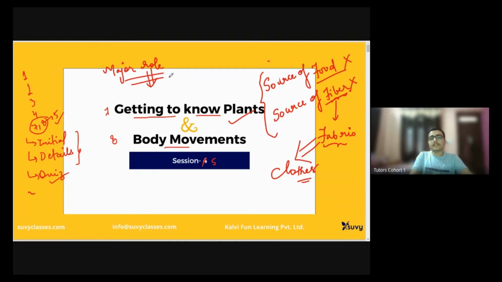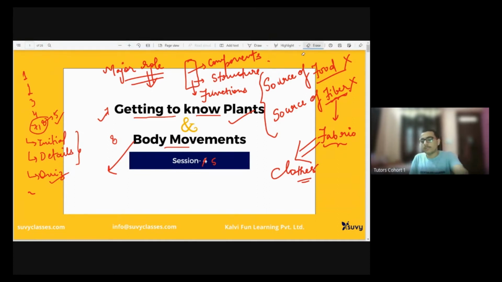Let's look at what plant structure is, what the different components of plants are, and the functions of various parts. We will cover those things in this unit. Unit 8 is about body movements. This we shall see when we complete unit 7. Then I'll give a brief introduction to unit 8 as well. Right now, let's move ahead.